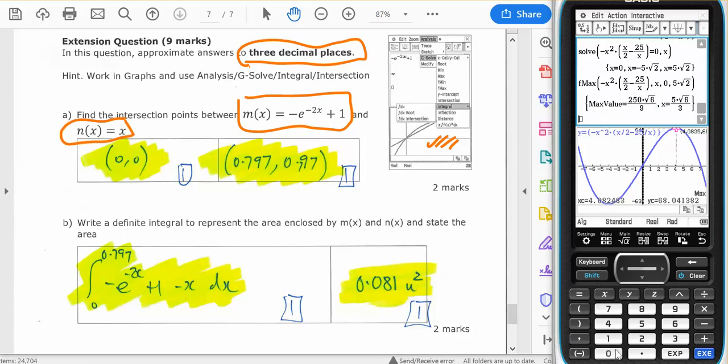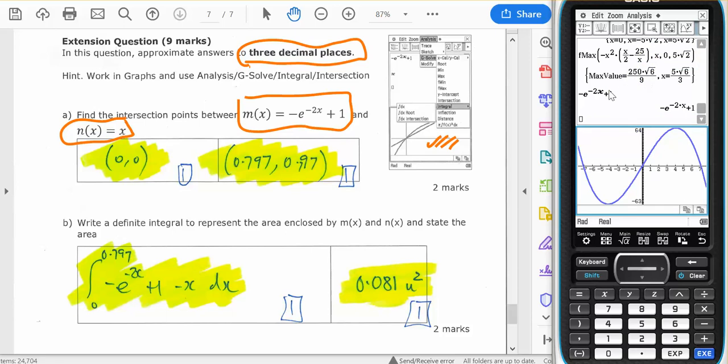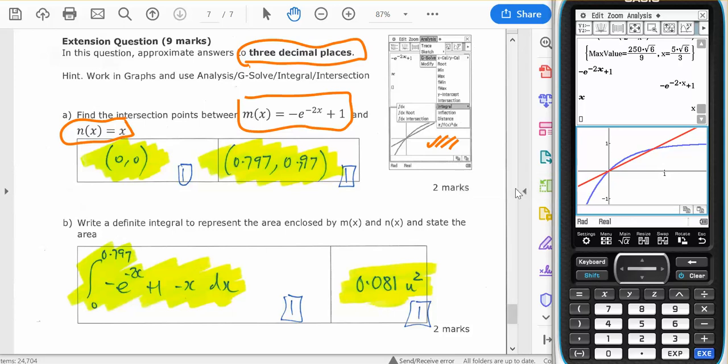Okay, so I've got negative e to the minus 2x, and then outside of that plus 1. And I've got x. So edit, clear all. And what am I finding? Intersection point. Analysis, G-solve, intersection, 0, 0, beautiful.